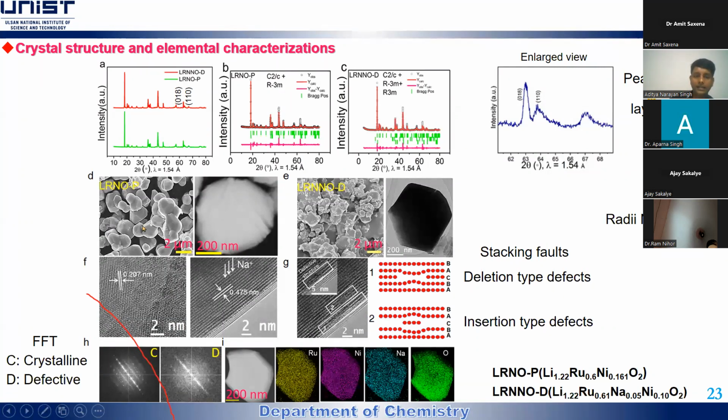These are SEM images and TEM images. What we found is that there is also a change in the morphology. This is the pristine material, and when we dope with sodium, the morphology also changes. When we took HRTEM images of the sodium-doped material, we see a defective structure. These defective structures are nothing but the stacking fault defects arising due to the larger ionic radii of sodium. And this is the HRTEM SAD pattern, and this is elemental mapping.